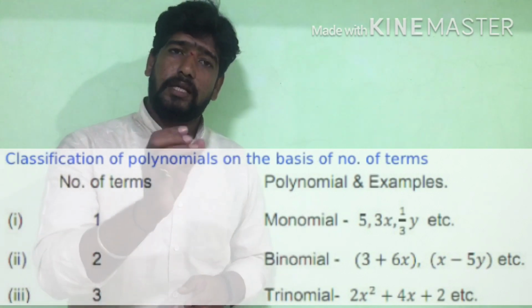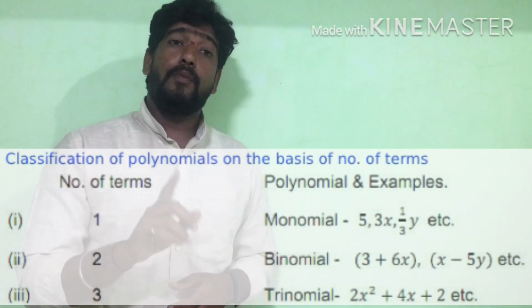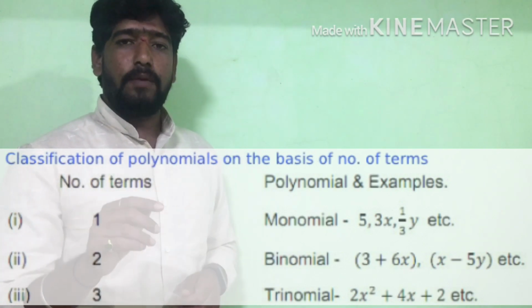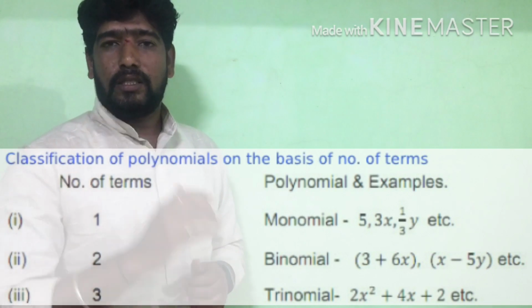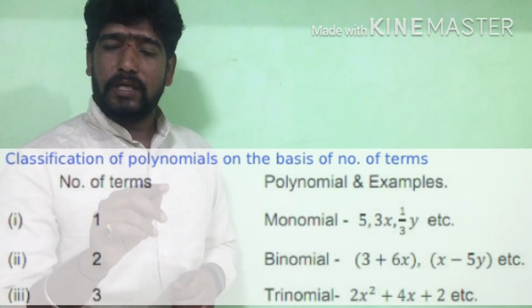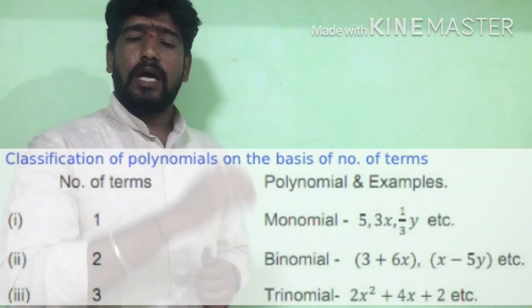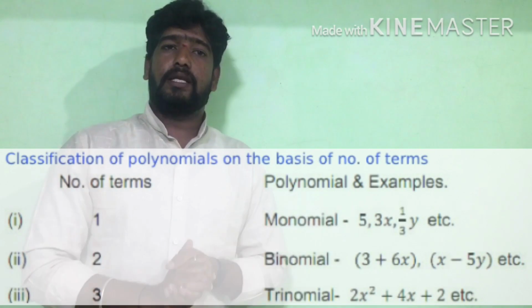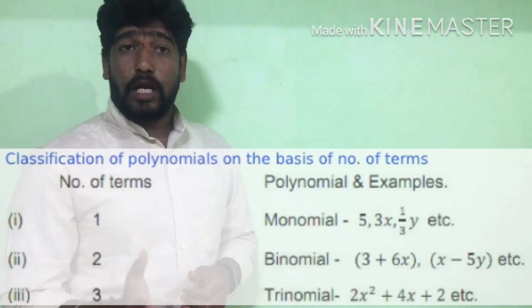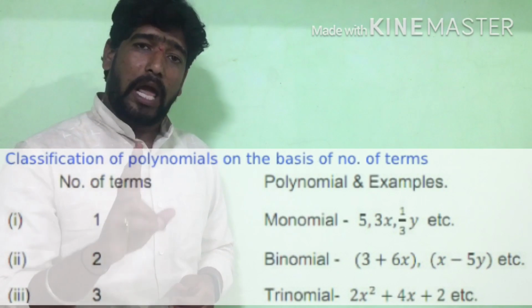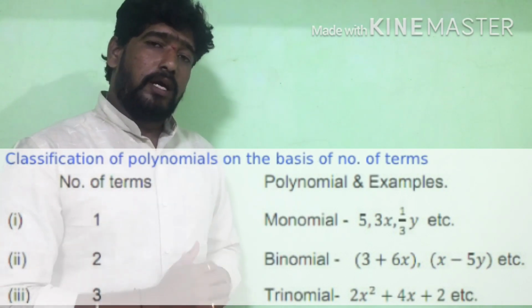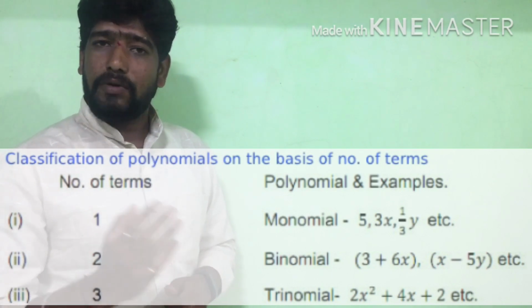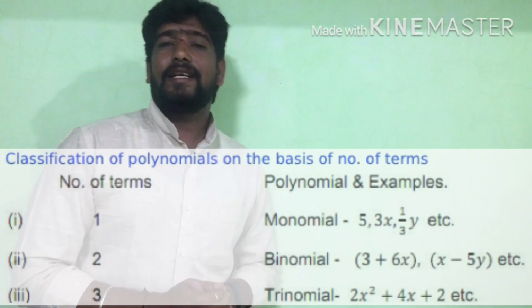If there are 2 terms, then it is called a binomial. For example, 3 plus 6x or x minus 3y. They have two terms, so it is called a binomial. And the last one: if three terms are there, then it is a trinomial. For example, 2x square plus 4x plus 2. They have three terms, so it is called a trinomial.